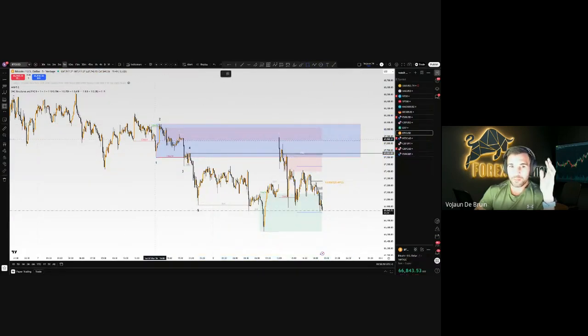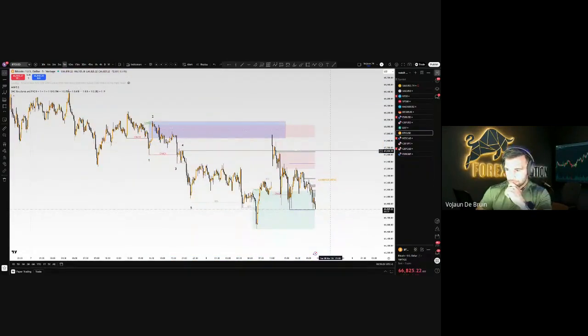Then I draw another box on the top half. That is my area of interest. That is where I want to look for my trade. I want a reaction out of this level.